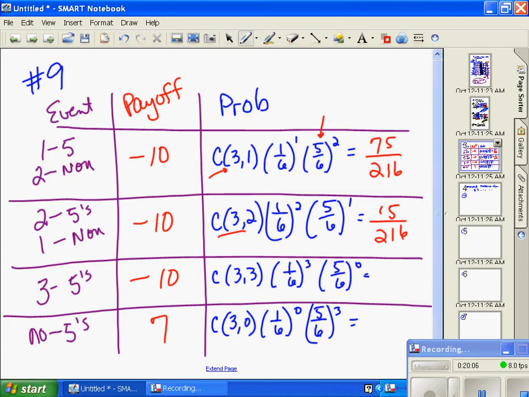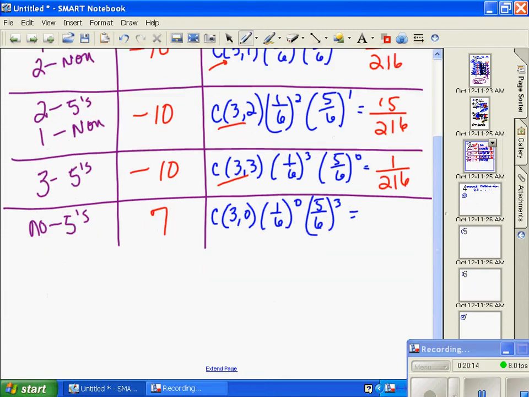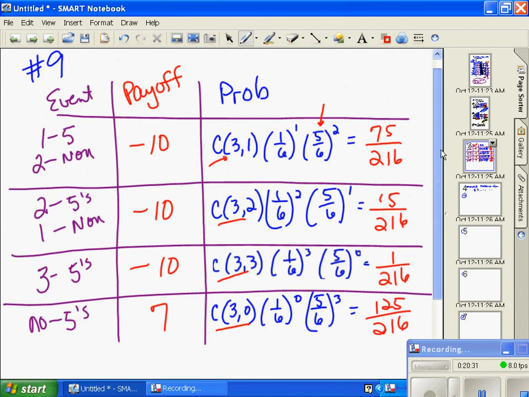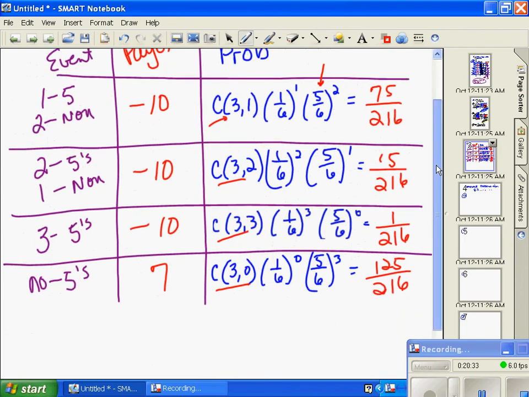This is 3 choose 3 is 1. My numerators are just going to be 1s over 216. And then this last one here, 5 cubed is 125, 3 choose 0 is 1, so I get 125 over 216. Yes, I would expect you to be able to do that without a calculator. Okay? So I have no more room. Darn. I need to squeeze in my probabilities.